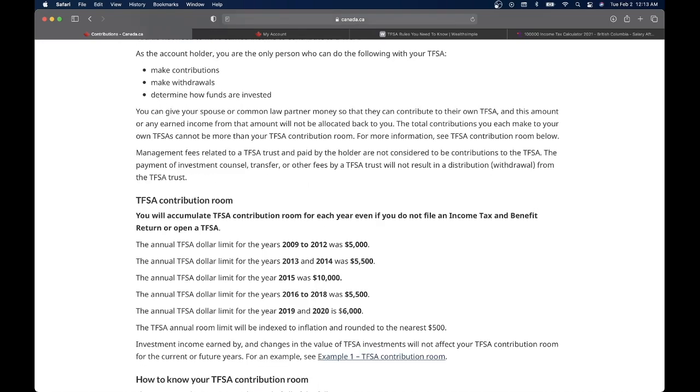The second caveat in regards to the TFSA account is that if you're actually holding US stocks that yield dividends, these dividends will actually be subject to a 15% withholding tax, which means that whatever value you make on these dividends will actually be pre-taxed before it's given to you in your TFSA account.